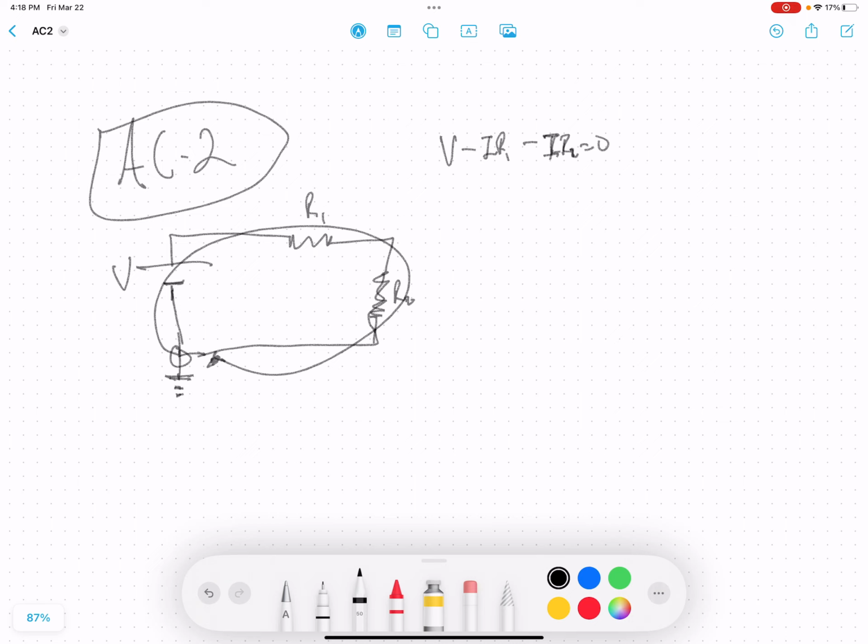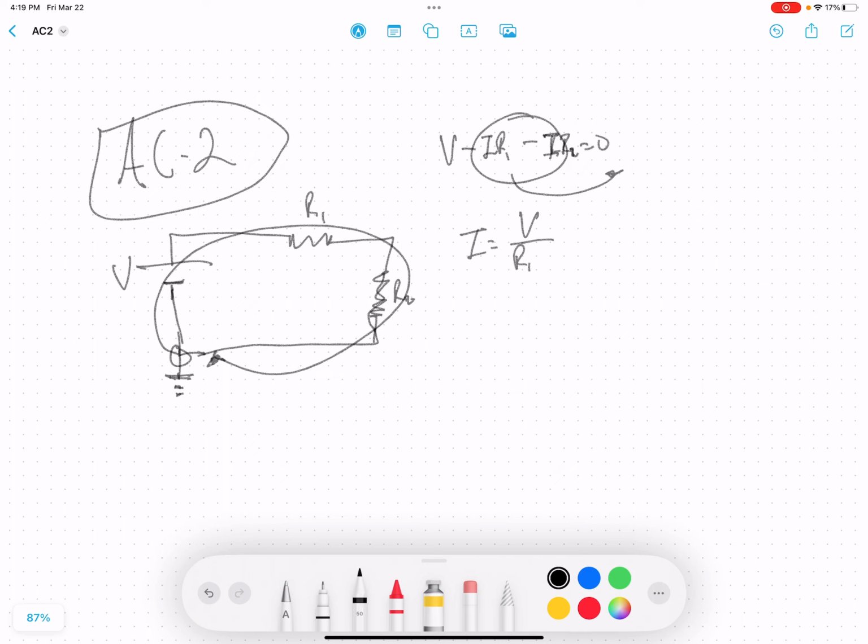If I wanted to solve for the current, I could move these terms over here, factor the I out and divide the R's over. And I could get an expression for the current that essentially looks like this, that this is going to be V over R1 plus R2. And hooray, we have the current. And now there's lots of stuff I can do.